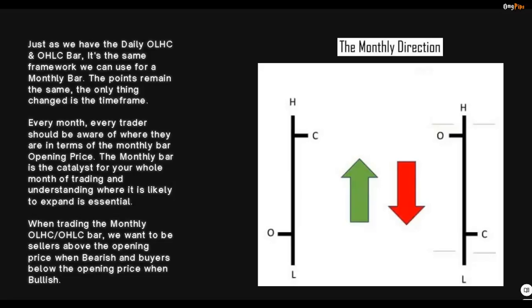When trading the monthly bullish or bearish bar, we want to be sellers above the opening price, and we want to be buyers below the opening price when bullish.